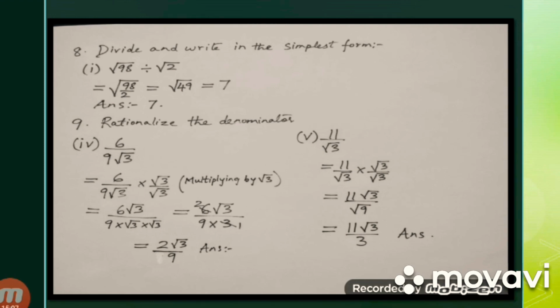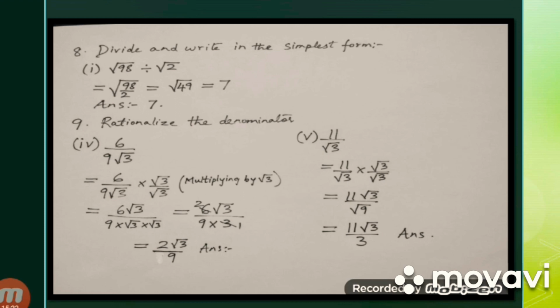Question number 8, divide and write in the simplest form. Root of 98 divided by root of 2, that is equal to root of 98 upon 2, and that is equal to root of 49, and that is equal to 7.